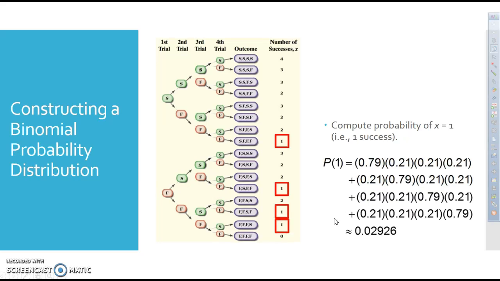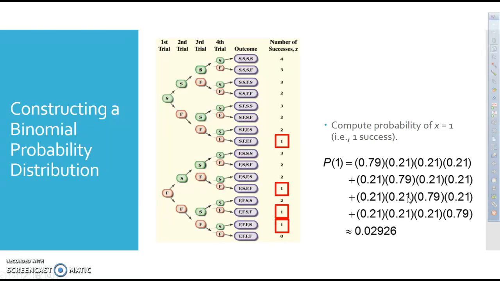Then we do the same thing for the successes where only 1 flight was on time. Okay, and we see that it happens 4 times. The first time it was on time, so 79%, and then the other 3 were failures, so 0.21, 0.21, 0.21. This one here, it failed the first time, so 0.21, then it was a success, so 0.79.